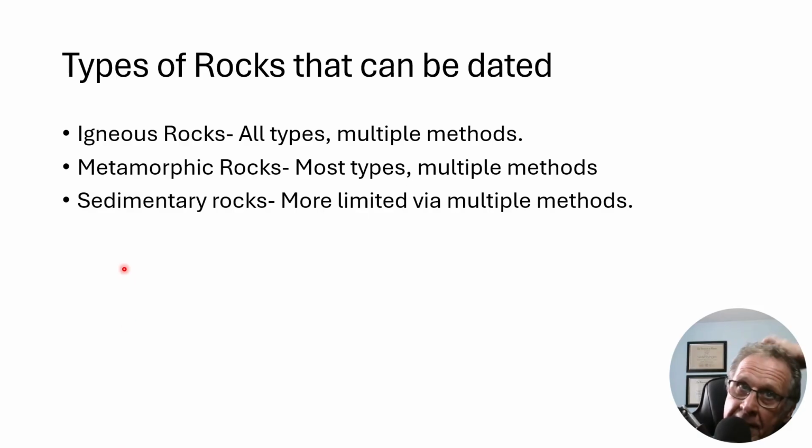So types of rocks that can be dated, well, we can date igneous rocks. We can date pretty much all types using multiple methods. Metamorphic rocks, we can date most types, multiple methods. Sedimentary rocks, those are a little bit more limited, but we are in the process of developing more sophisticated and useful methods for dating those sedimentary rocks.